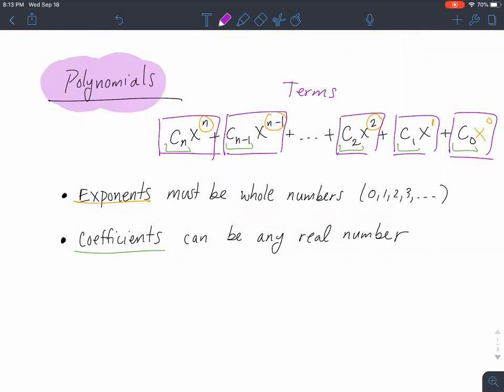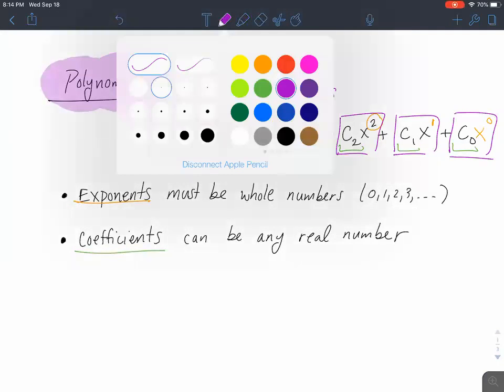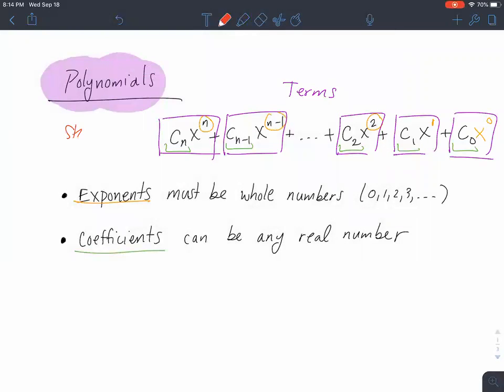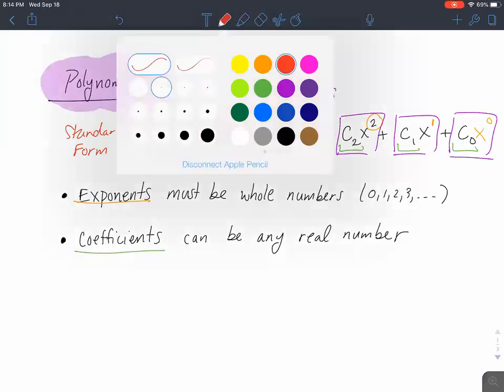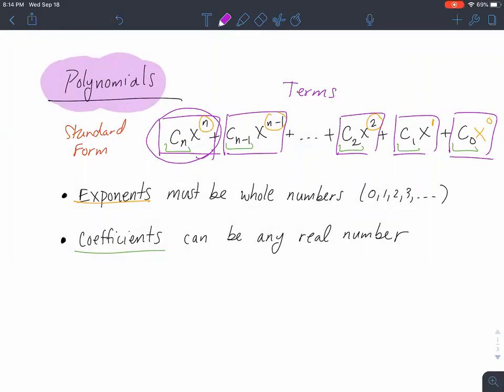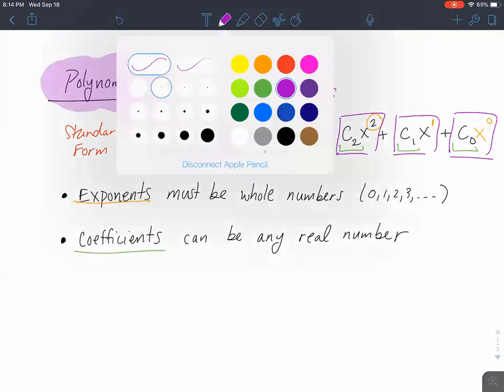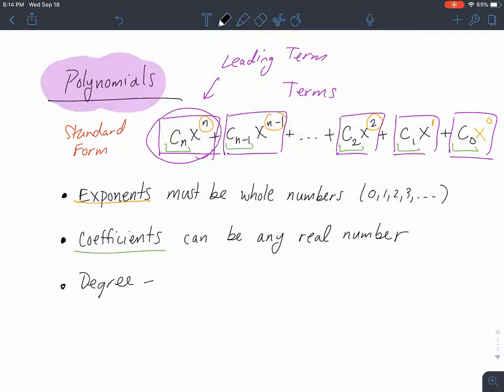Now the leading term, this first one here. First of all, the way that this polynomial is written is called standard form. And that's because the exponents are in descending order. n is the biggest exponent, 0 is the smallest. So it goes from largest to smallest. And in standard form, if you look at the leading term, which is the one with the biggest exponent, that leading term will give us what's called the degree of the polynomial. So n is the degree of the polynomial. The largest exponent.